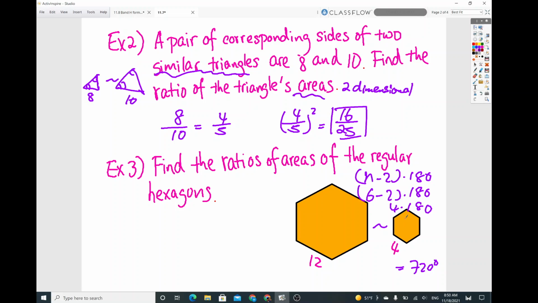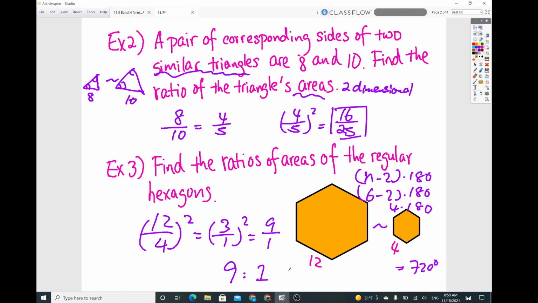Again, the way to find the ratio: this one is the comparison of the bigger hexagon to the smaller hexagon. So 12 over 4. And whatever ratio you have, you want to square that number. So 12 over 4 is 3 over 1, and then you square it, so that's 9 over 1. So the ratio of areas of those regular hexagons would be 9 to 1.